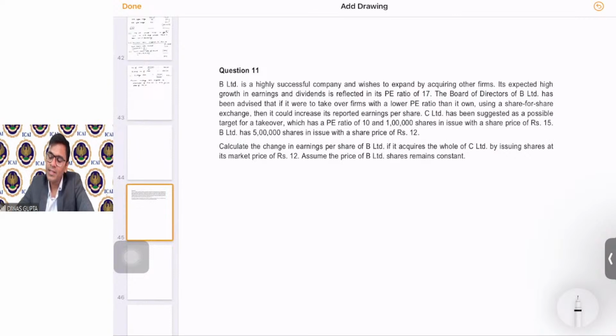C Limited has been suggested as a possible target for a takeover, which has a P/E ratio of 10, that is a lower P/E ratio against 17, correct? And 1 lakh shares in issue with a share price of rupees 15. B Limited has 5 lakh shares in issue with a share price of 12. Calculate the change in earnings per share of B Limited if it acquires the whole of C Limited by issuing shares at its market price of 12. Assume the price of B Limited remains constant. So it is saying that the price of B Limited remains constant before and after acquisition.